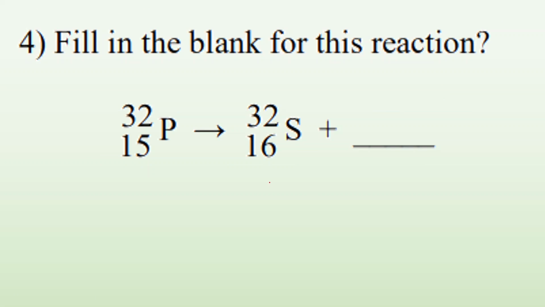Number 4, fill in the blanks for this reaction. Well, let's see. I got 15 has to equal 16 and some number. This one can be tricky. It's got to be a -1. 32 has to equal 32 and some number, 0. So what's the missing thing? It is an electron, aka a beta particle. There you go.